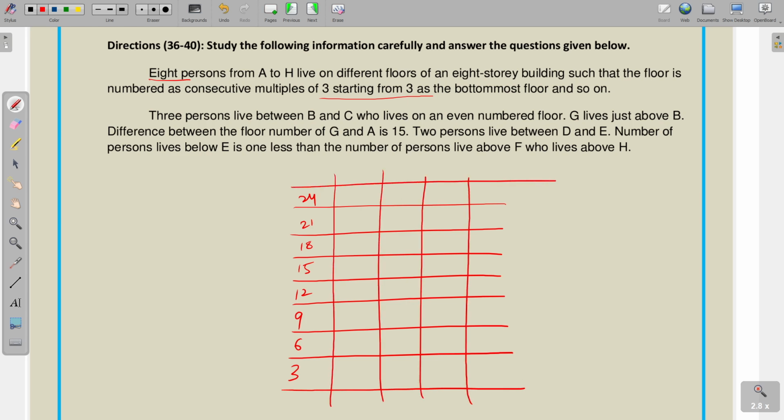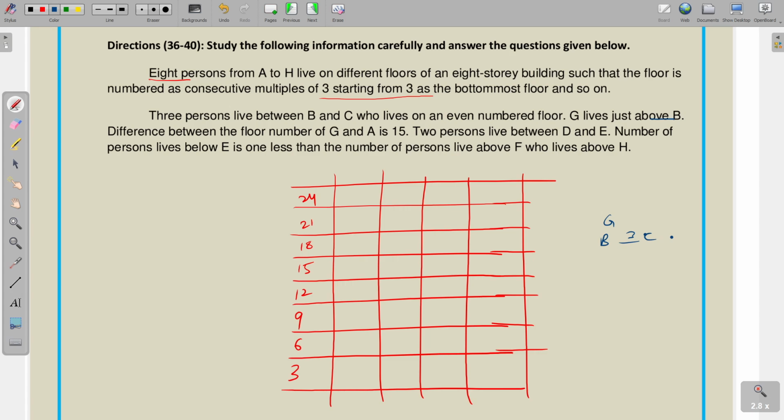So these are possibilities. We will get more number of possibilities. See the first one. Three persons live between R and C, who lives on an even numbered floor. And also G lives just above B. Between B and C there are 3 persons, and also C lives on an even numbered floor.